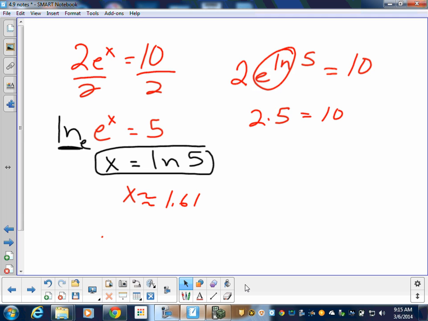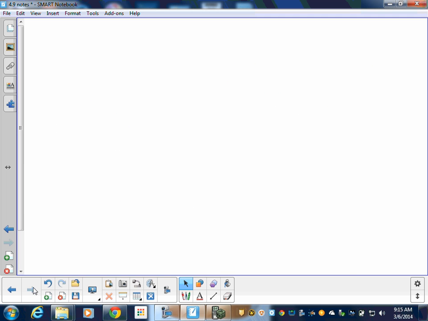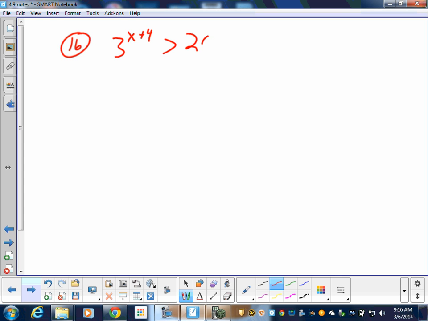Flip over on the back. I got an inequality here I'm going to work. I've just got marked on here certain problems to work in the certain classes. 3 to the x plus 4 greater than 20.